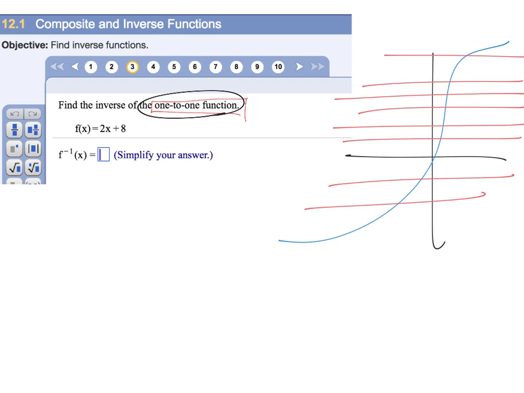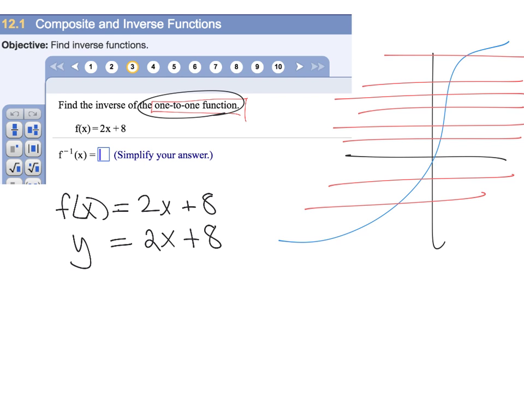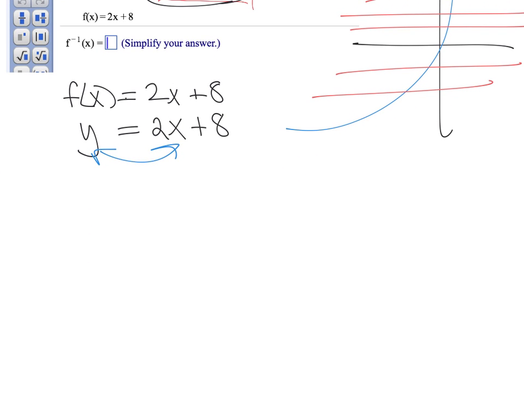So anyway, to find the inverse, we are going to start with this original function, which is f of x is equal to 2x plus 8. We're going to replace the f of x with the letter y. So you get y equals 2x plus 8. And now we're just going to swap the variables. And when we swap the variables, you get x is equal to 2y plus 8.